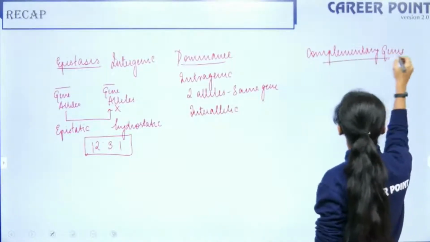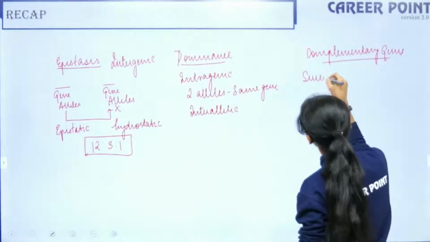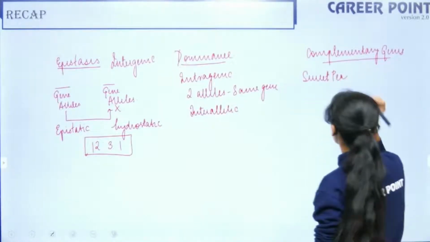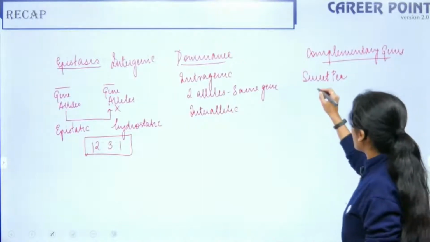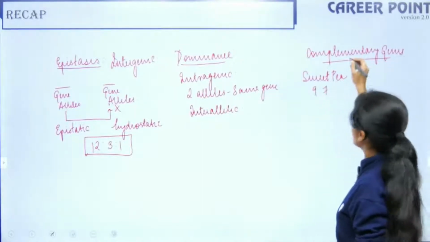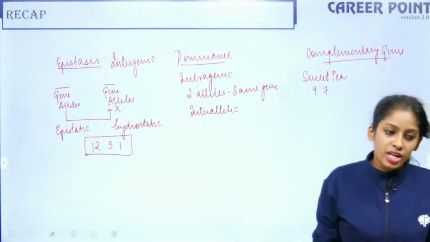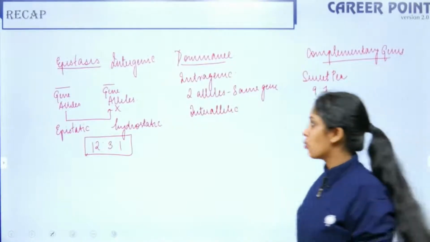So complementary genes are present in your sweet pea, Lathyrus odoratus, and the ratio is 9:7. I will tell you what a complementary gene is. Keshav says, ma'am, explain once more.